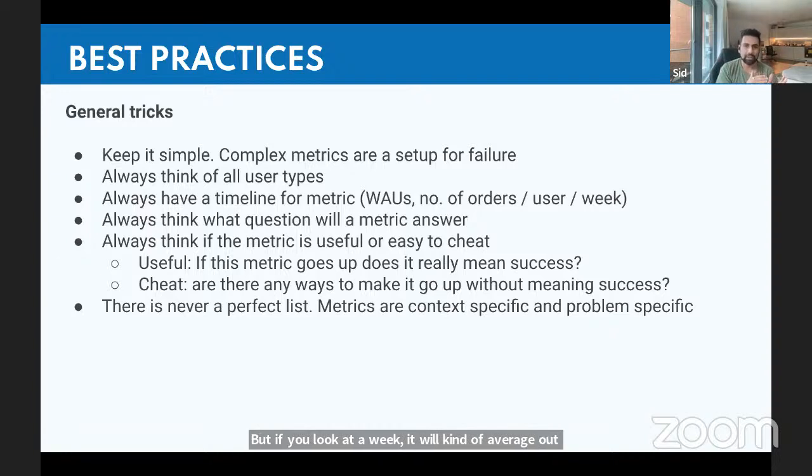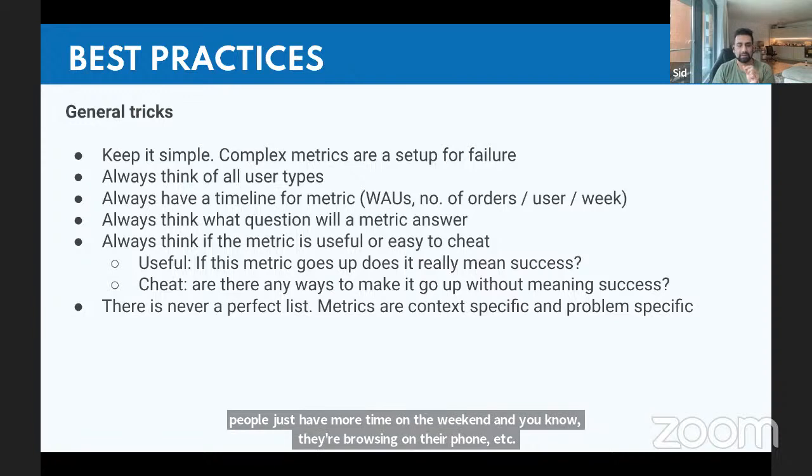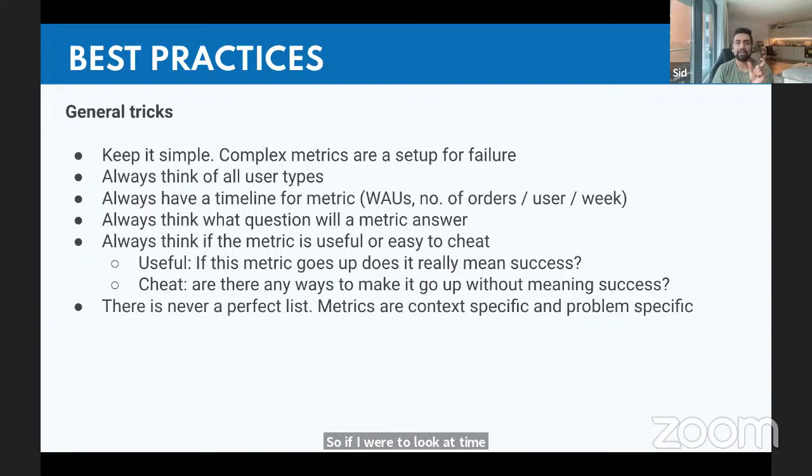Similarly, if you look at social media, and let's say one of the metrics you want to track is average time spent on reels. Now, average time spent on a weekday will be lesser than a weekend, in a typical scenario where people just have more time on the weekends and they're browsing on their phone, etc. So if I were to look at time spent, I would look at it at a week level. So not having your time frame will introduce a lot of biases and put you in a situation where you might make wrong decisions. It is always important to have a time frame to all your metrics.